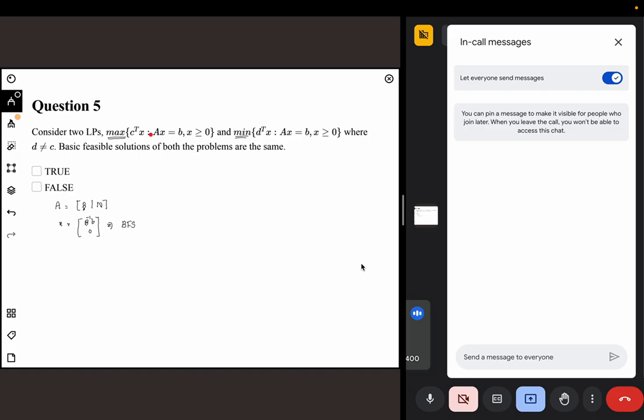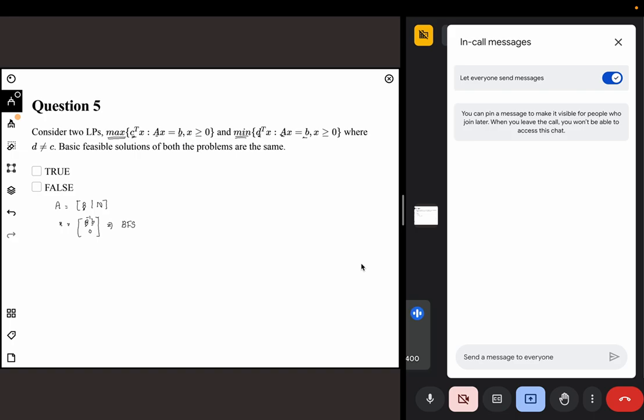So now we see that both the problems have the same values of A and b, which means this B is going to be the same and B inverse is going to be the same. So the x that you are going to get here will be the same for both of them. Even though the problems are different, the objective function here is c transpose x and c and d are not equal. So the optimal value that you are going to get might be different, but the set of basic feasible solutions is the same. It's essentially because you have the same domain.